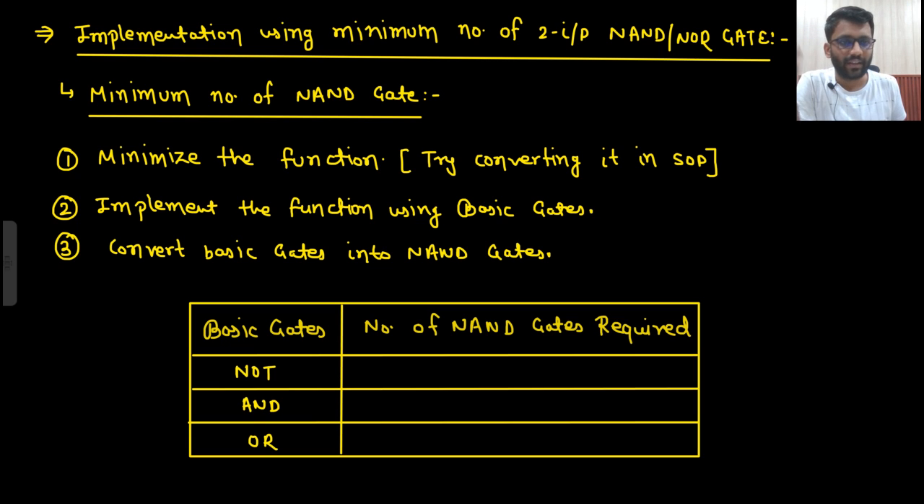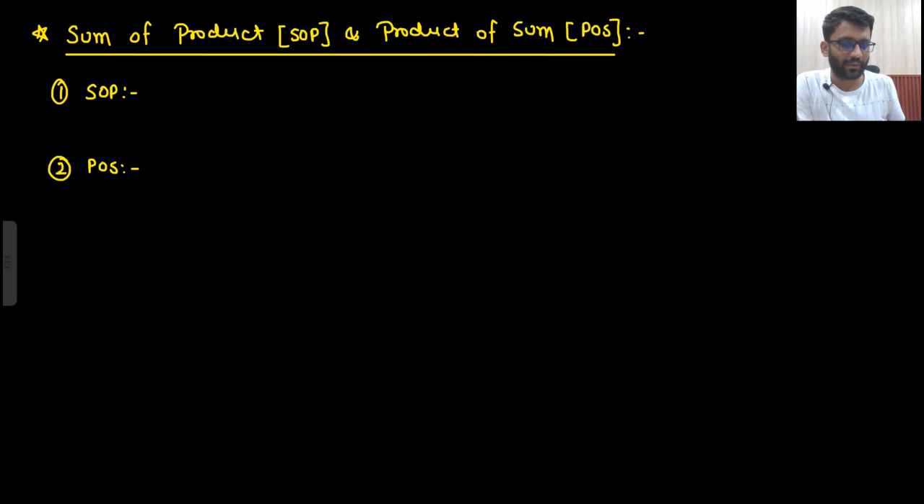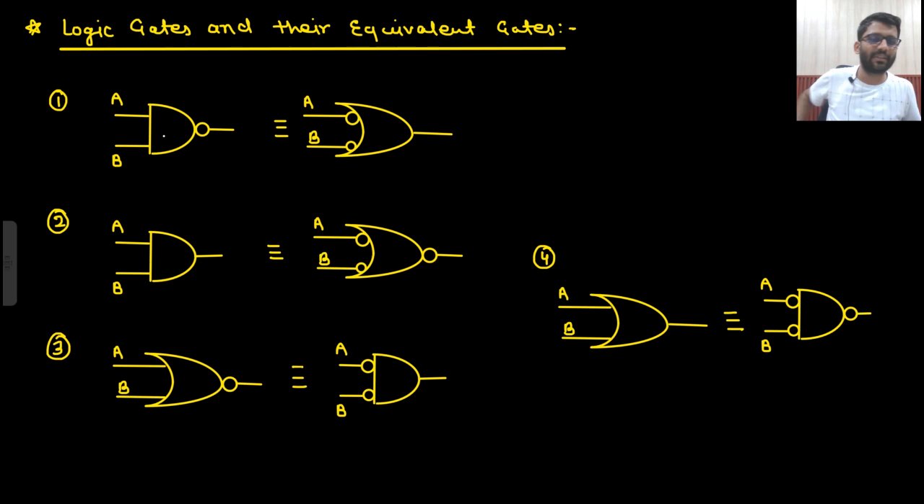It's not that if 4 gates can implement a particular function, then we will be using 5 gates. Not like that. Minimum number of NAND and NOR gate. Okay, so before that there will be some prerequisites.